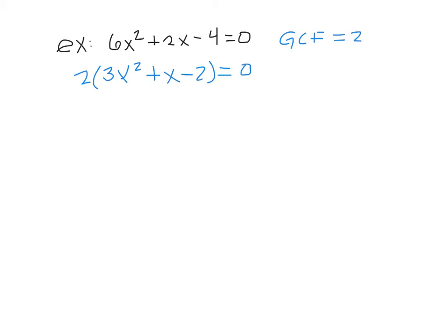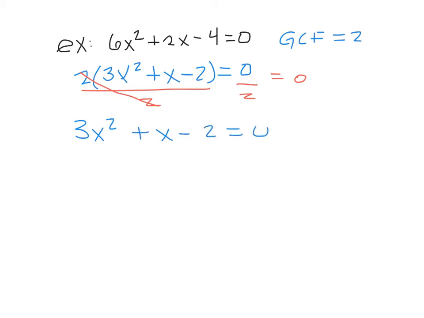Now you might wonder, well, what do we do with that 2 that's out in front? Well, we can think about dividing both sides by that 2. That cancels it on the left. And on the right, we just have 0 over 2. Any time we have 0 over any non-zero number, that's just equal to 0. So we end up with the quadratic 3x squared plus x minus 2 equals 0.